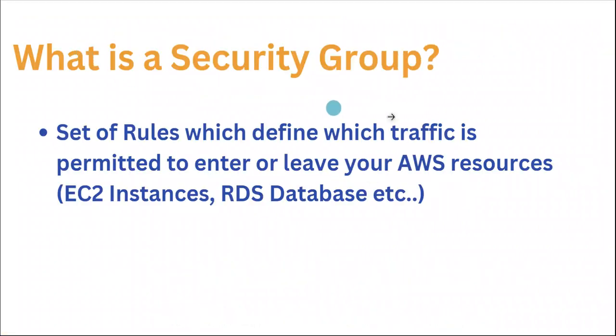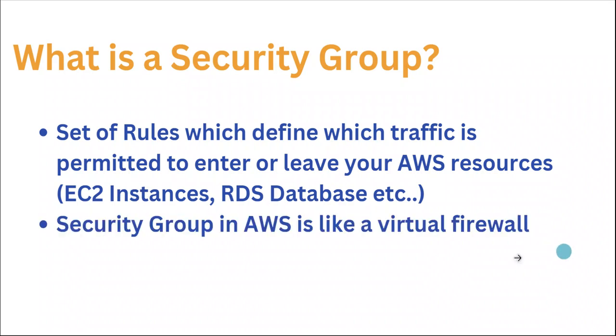So firstly, what is a security group? We'll see the definition first and then we will try to understand the security group in depth by doing some hands-on. Essentially, a security group is a set of rules which define which traffic is permitted to enter or leave your AWS resources like EC2 instances, RDS databases, etc. It acts as a virtual firewall. Let's come back to this definition later.